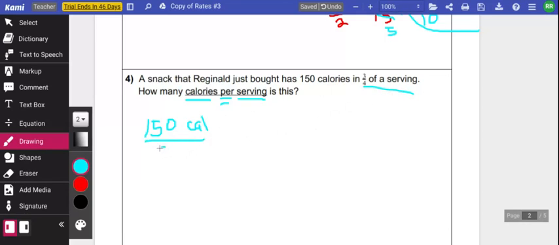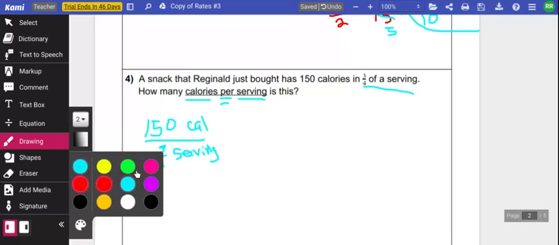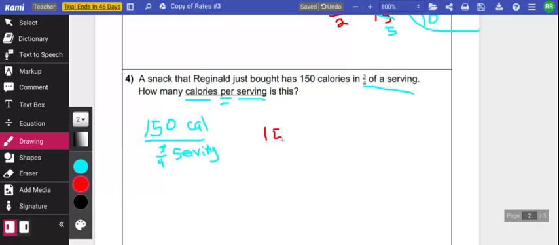3/4 of a serving. So 3/4 serving. If I want how many calories per 1 serving, again, I want the unit rate. So top number divided by bottom number, I would have 150, or 150 over 1 divided by 3/4. And I'll let you finish from there. You would use KFC, keep, flip, and then change.